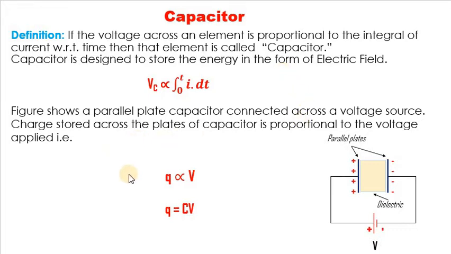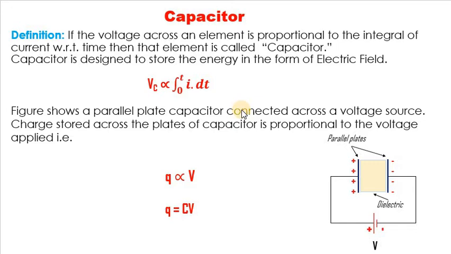Alright, now the figure shows a parallel plate capacitor, which is connected across a voltage source V, and the charge stored across the plates of a capacitor is proportional to the voltage applied. So the charge Q that you can see accumulating on both the plates of the capacitor is proportional to how much voltage we are applying across this capacitor. And if you remove this proportionality, then the proportionality constant will be this capacitance. So Q is equal to CV.